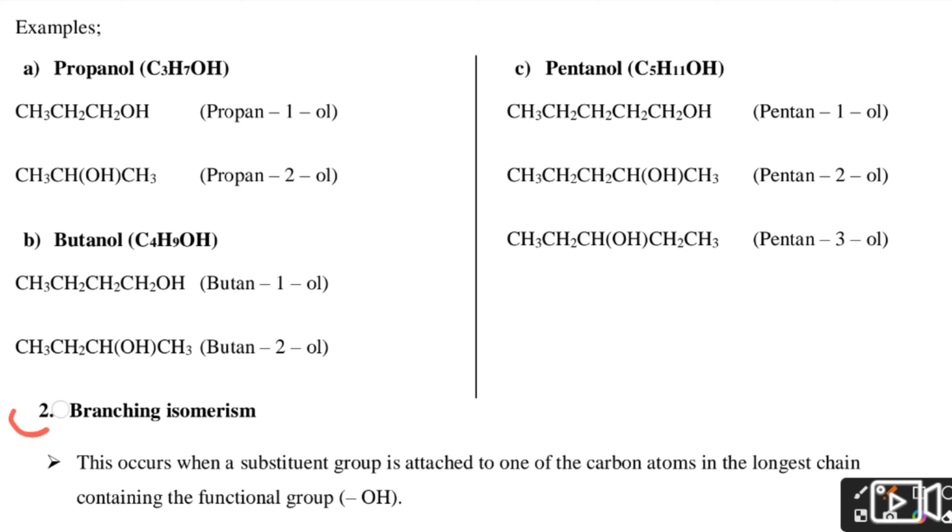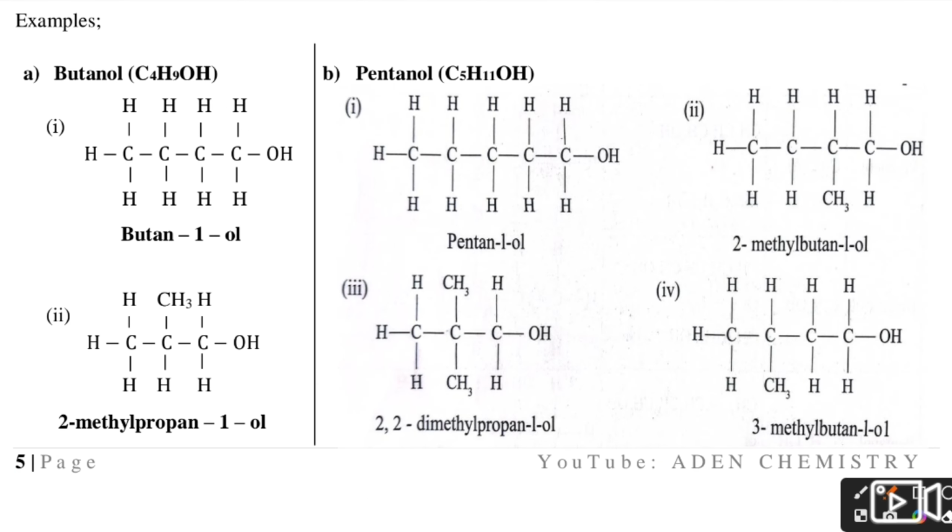So next, number 2, we are having branching isomerism, and we're saying this occurs when a substituent group is attached to one of the carbon atoms in the longest chain containing the functional group, that is the OH group. The substituent group that we're talking about is an alkyl group. So let's see examples. Number 1, we are talking about butanol.